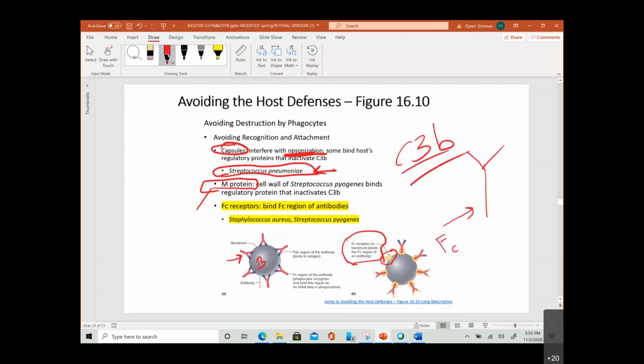the immunoglobulin, and thereby avoiding being destroyed by the immune system in this way. Examples of that are Staph aureus and Strep pyogenes. They do this.